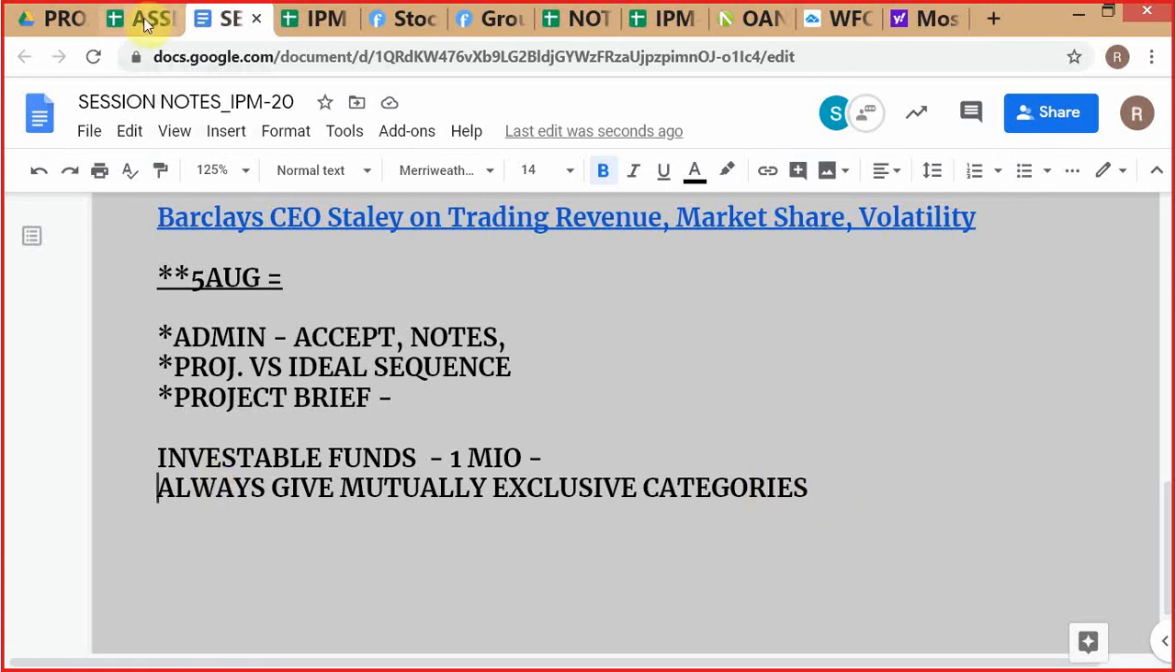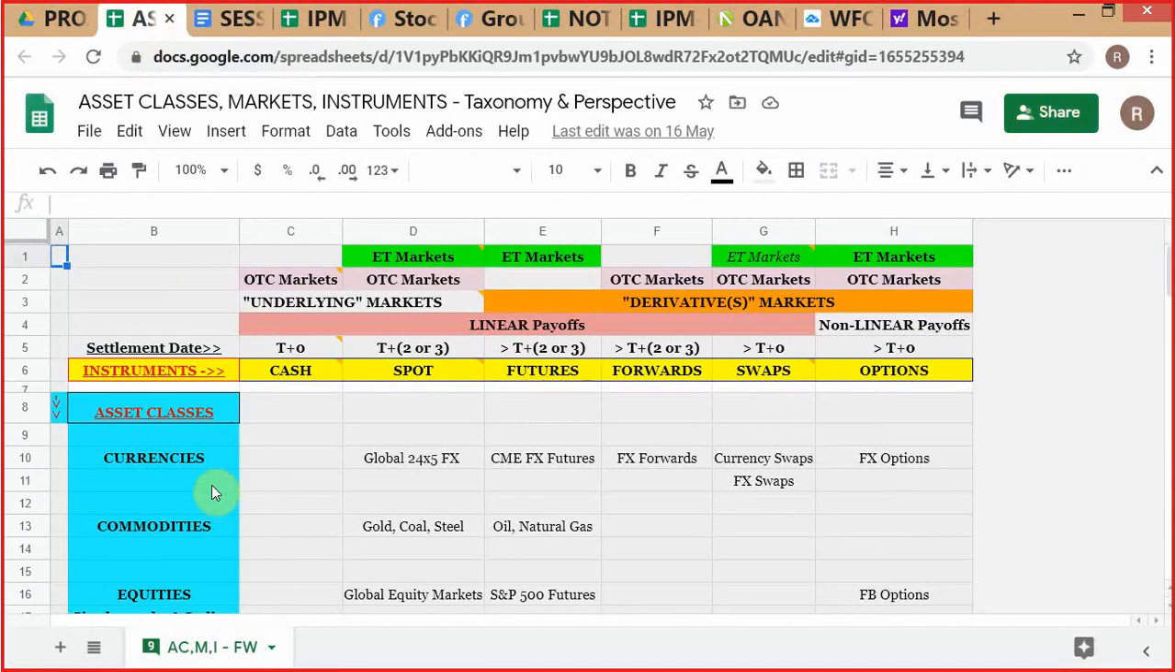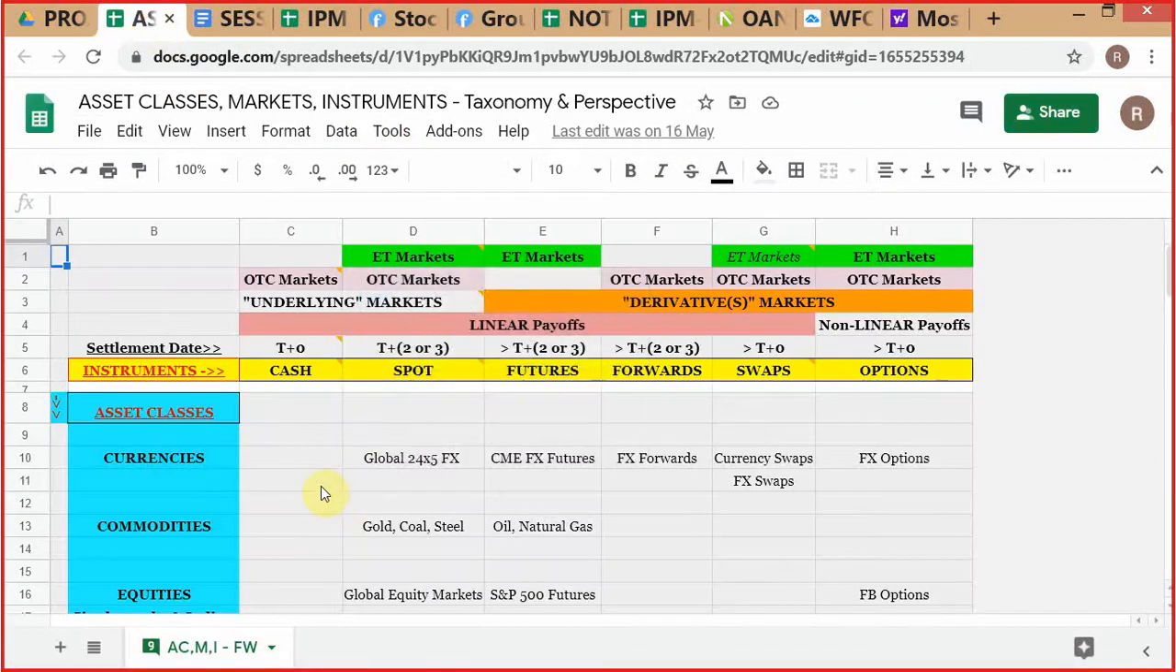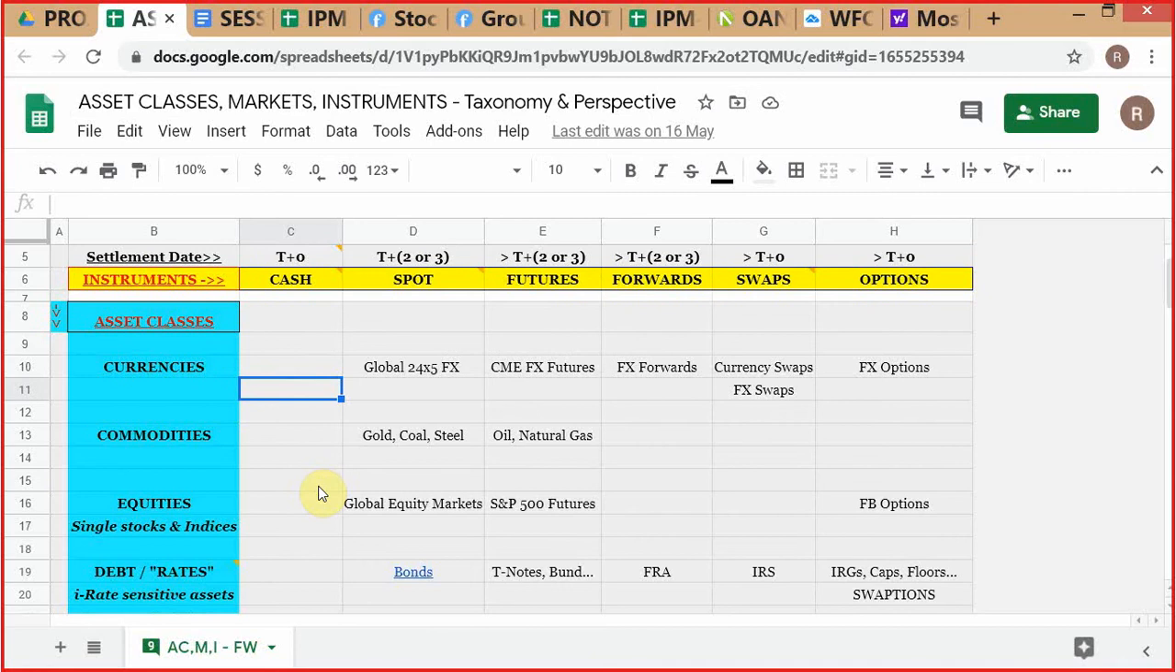So let's just look at one of these frameworks, which you will find in your notes when you go to the asset classes section. The right way to think about it, when you're given this amount of money, the investable funds, is that you have to think in terms of asset classes, all right? We'll go through this in detail later on. I'll just try to run through it quickly today so that we don't lose too much time, right? I'm just giving you a quick rundown.